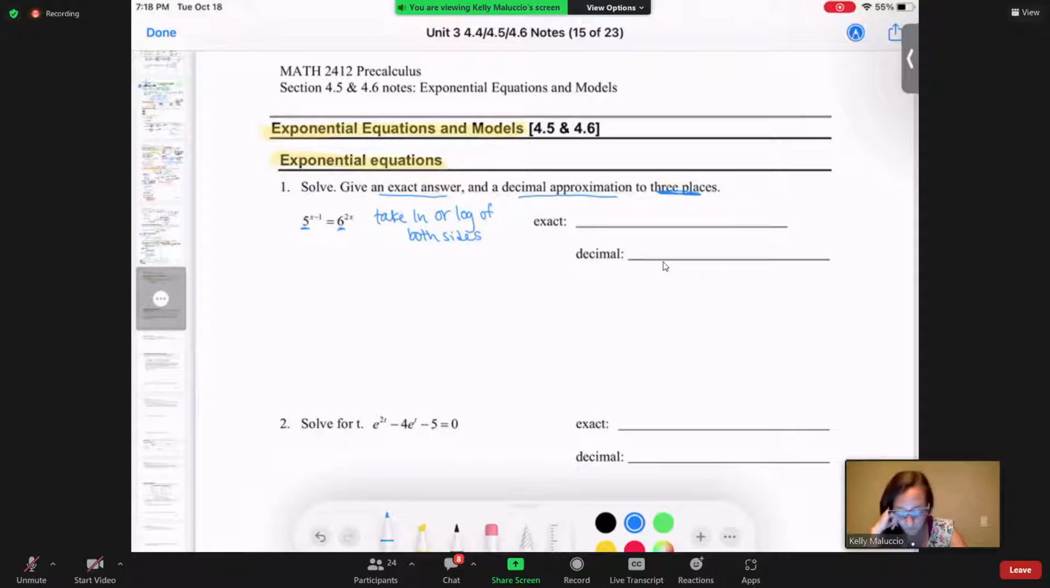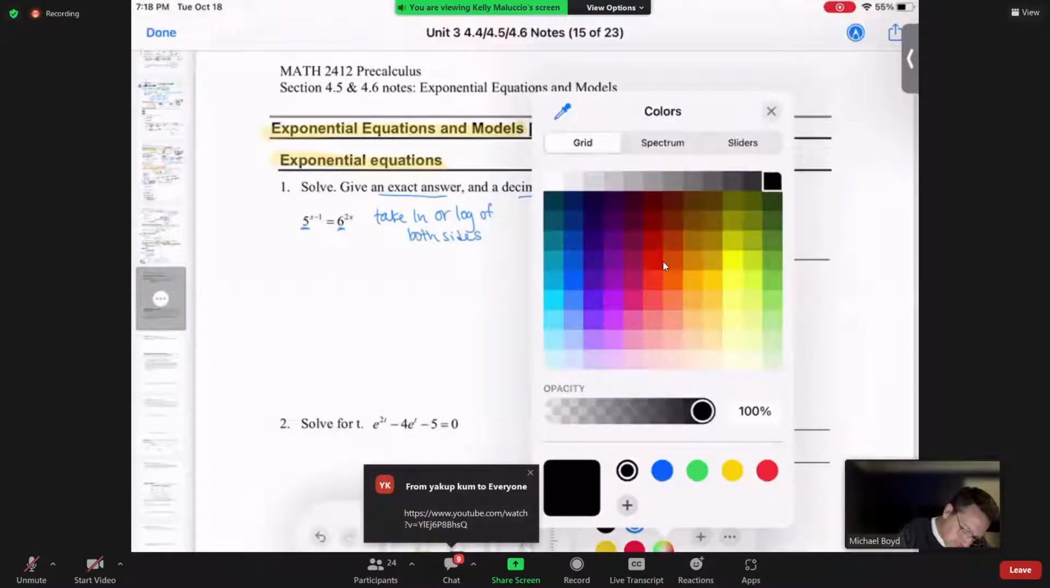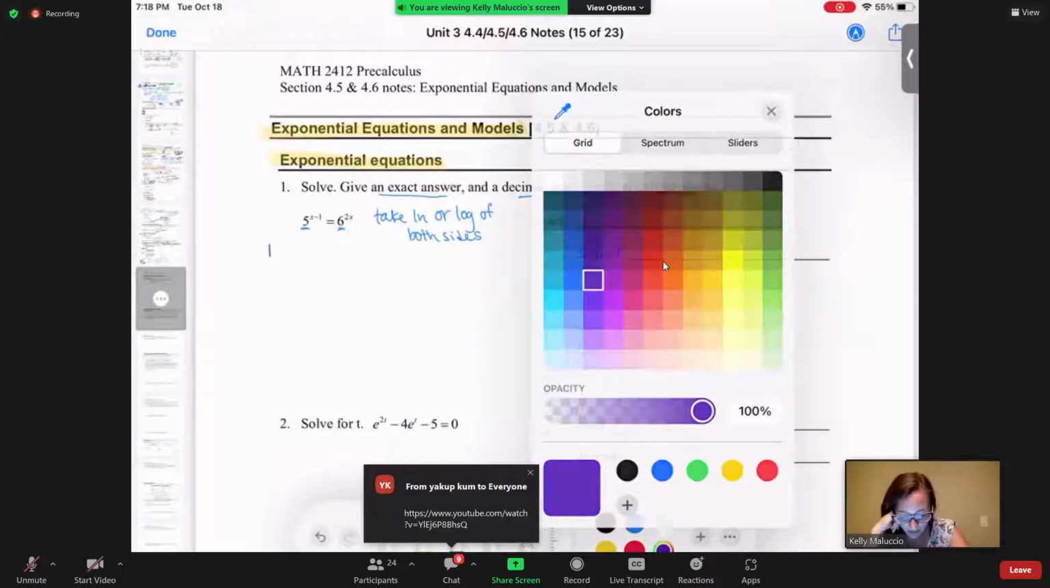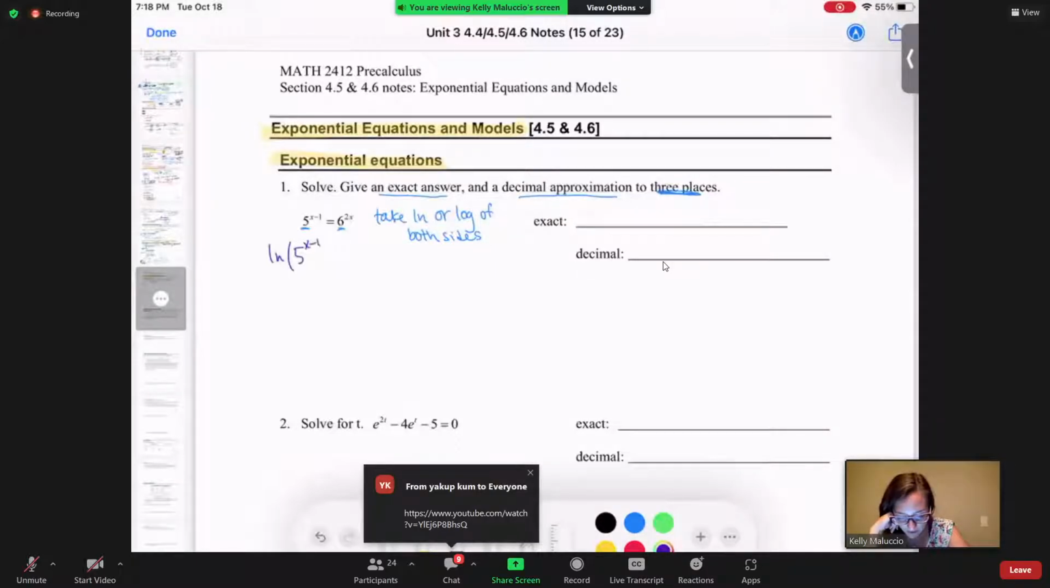So I'm going to do this to both sides, and I want to use a different color. Let's do this. So I'm going to have ln of 5 to the x minus 1 equals ln of 6 to the 2x, right?